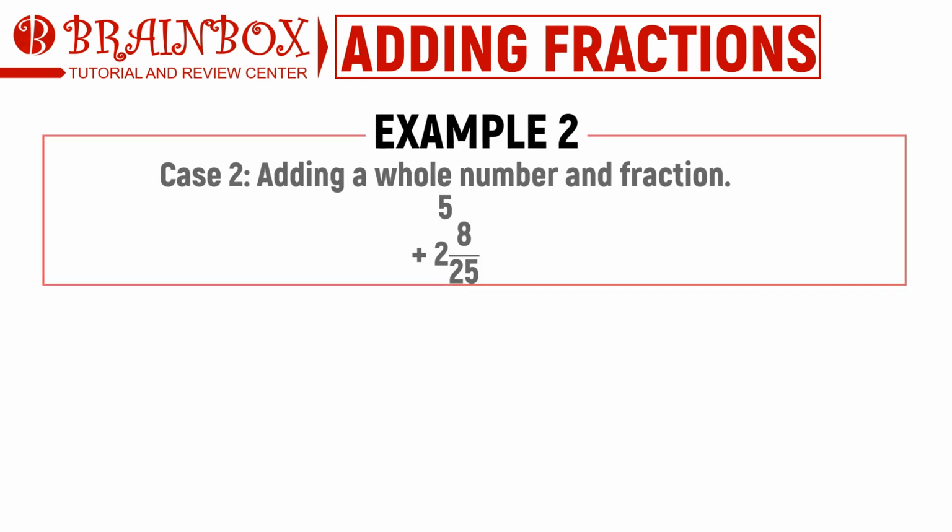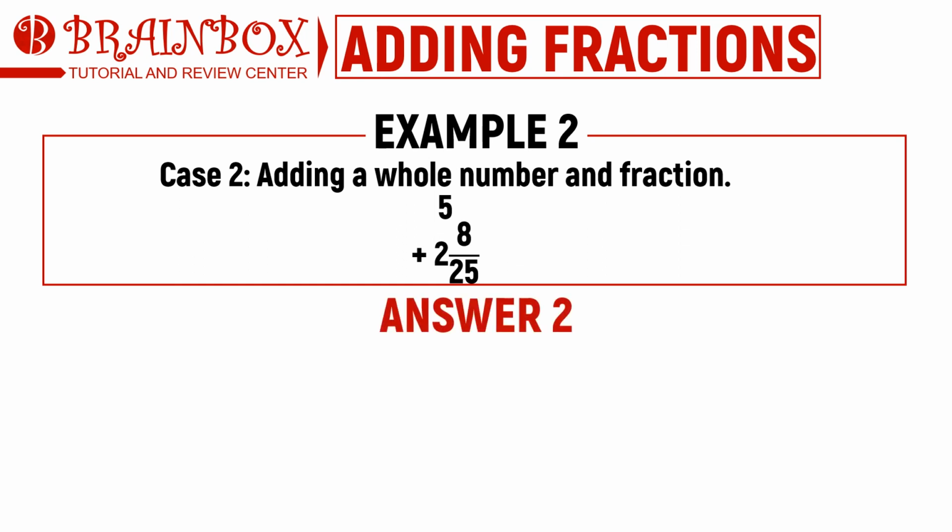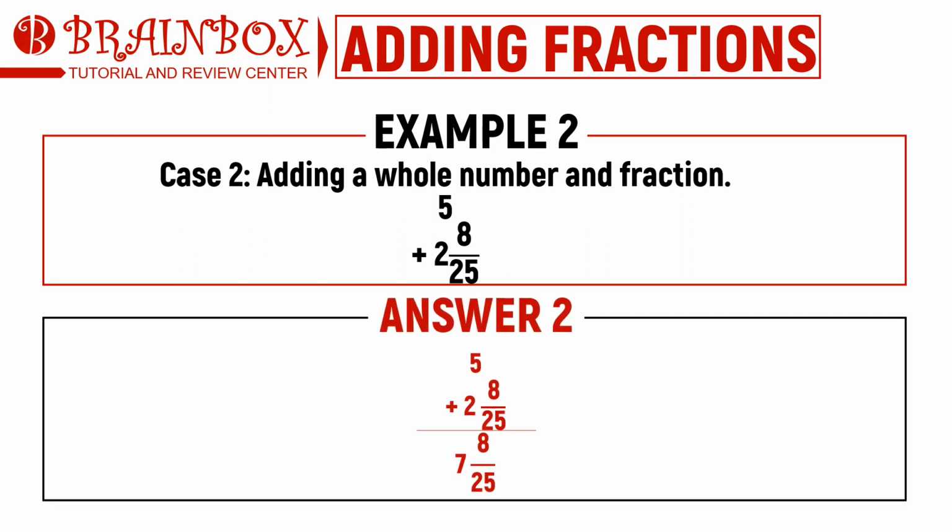Case 2. Adding a whole number and fraction. 5 plus 2 and 8/25 equals 7 and 8/25. When the expression involves adding a fraction and a whole number, simply bring down the fraction and add the whole numbers.